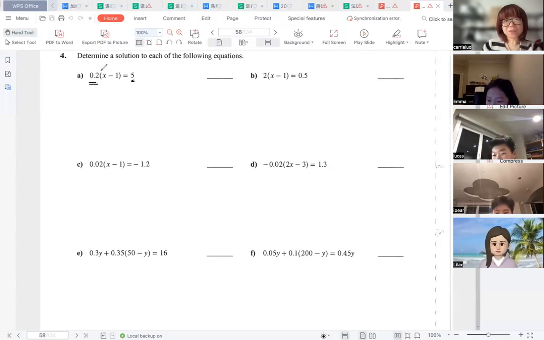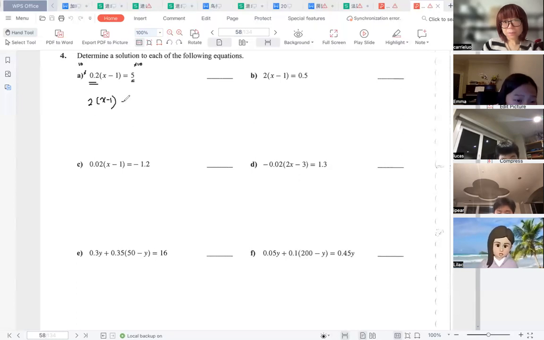So let's take a look at this one. So 0.2 and 5. Lucas, I want you to times 10 for both left side and right side. Take a look, okay, Emma? So 0.2 times 10 equals 2, x minus 1. So 5 times 10 equals 50. So the whole number makes everything easier to calculate and hard to make mistakes. So both left side and right side divided by 2. So 2 divided by 2 equals nothing, and 50 divided by 2 equals 25. So x equals 25 plus 1 equals 26. Get it, Lucas? Get it? Okay, so let's take a look at the next one.